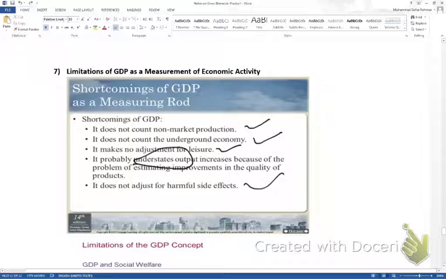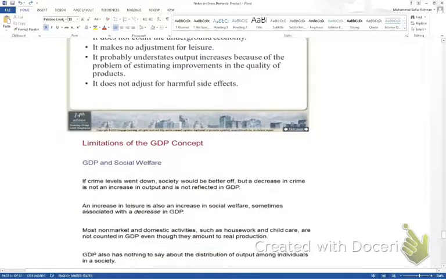Also, it doesn't include any kind of harmful side effects. It really does not take into consideration the effects of pollution, things like that. They are also part of the economic activities. So we have to be really careful about that.